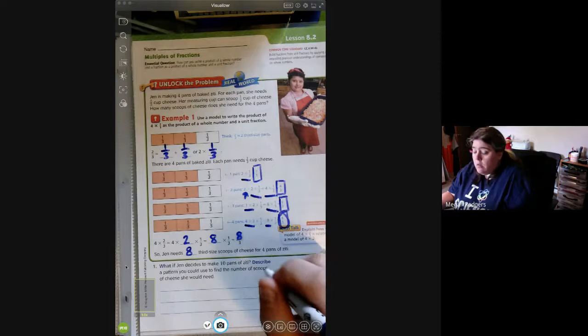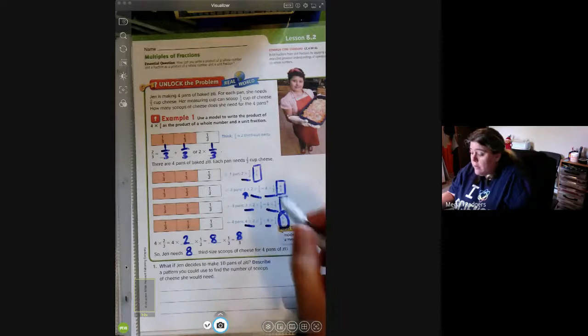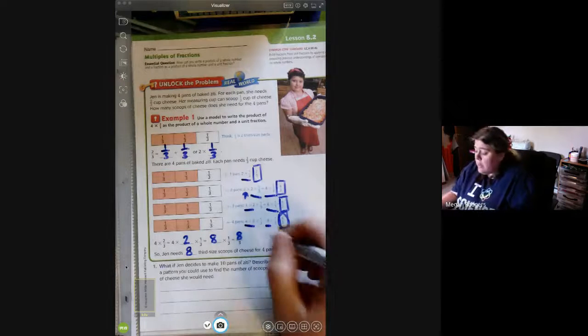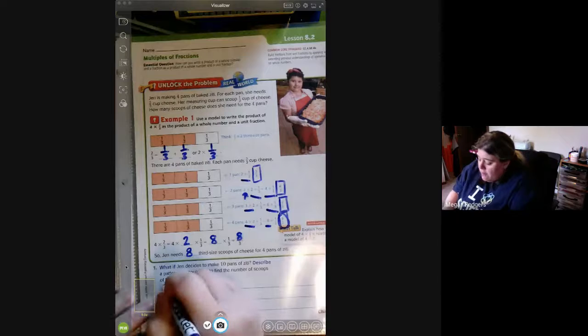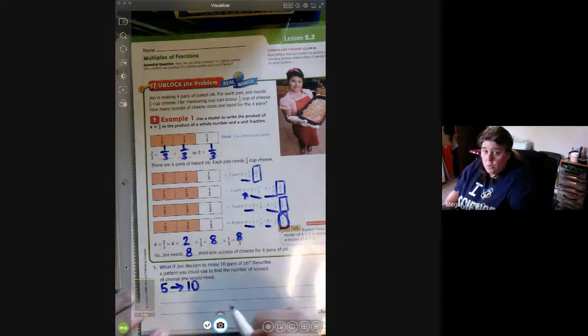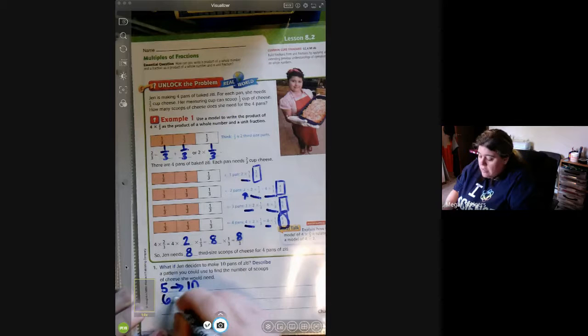Well, don't get caught up in, okay, so we have 2, 4, 6, 8, and get to 10 and be like, okay, that's it, I'm done. Because we know that 5 pans would require 10 scoops. 6 pans would require 12.